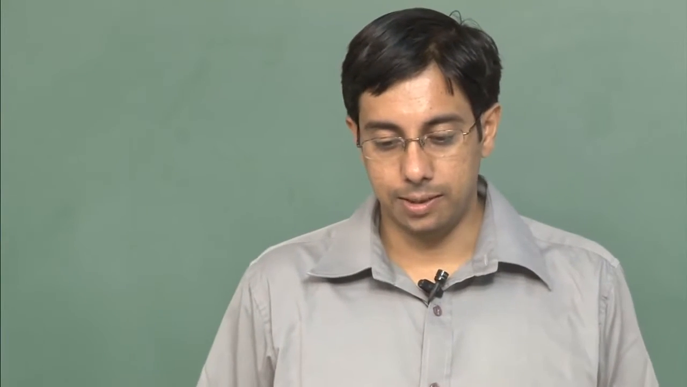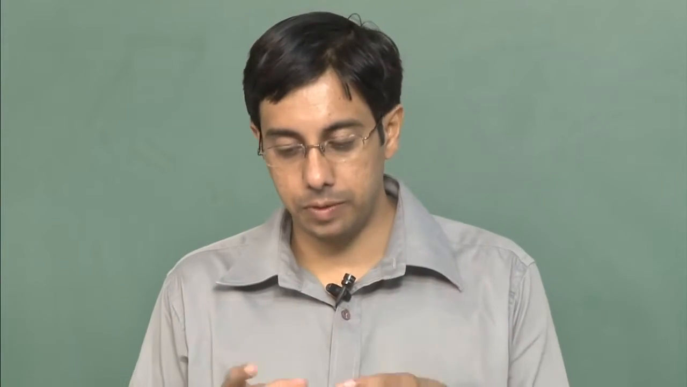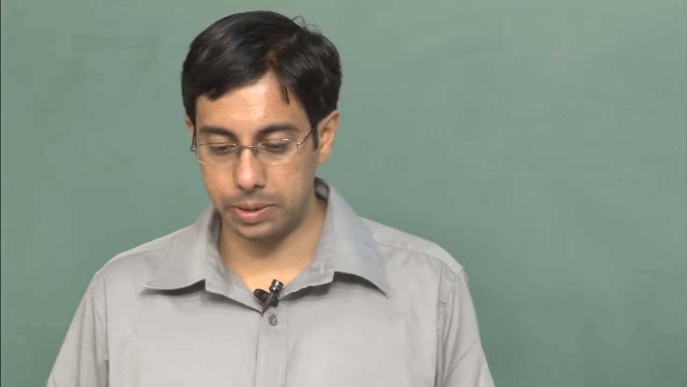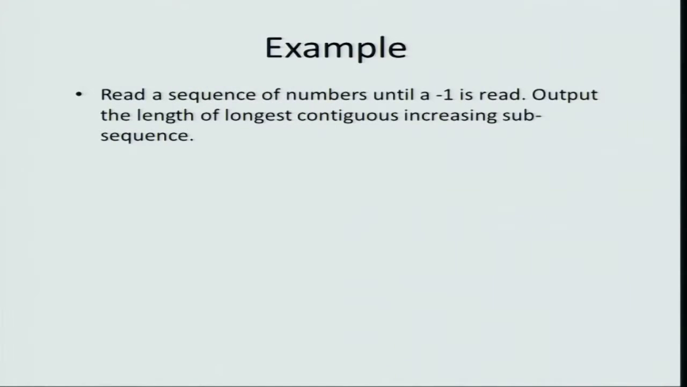So, we will see one more example for writing loops. We will see a slightly trickier example and we will cover this over multiple sessions. So, the problem is the following. We have to read a sequence of numbers until a -1 is read. -1 indicates that the sequence has ended. And the question is, we have to output the length of the longest contiguous increasing subsequence.